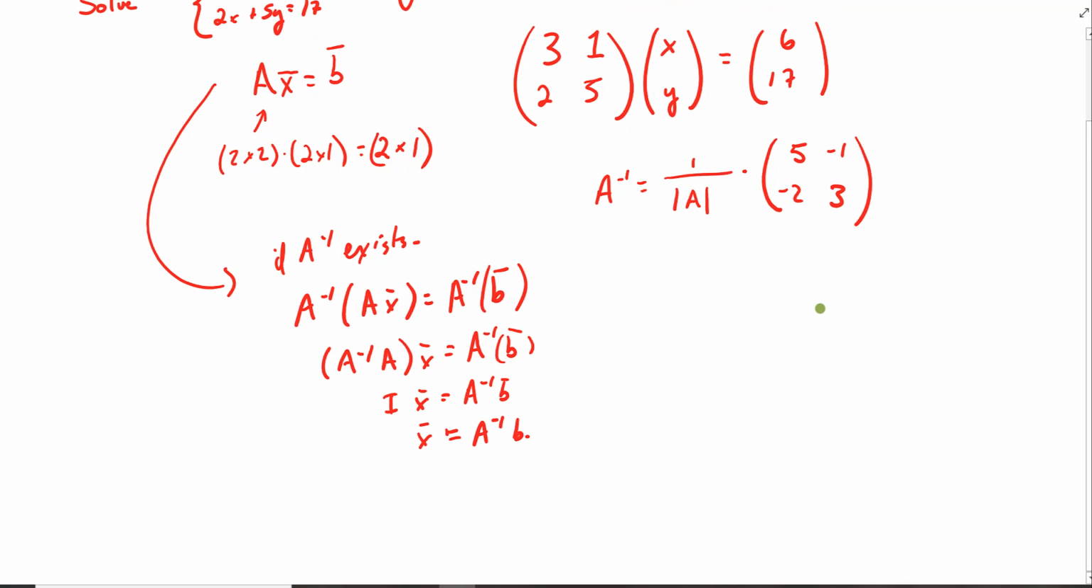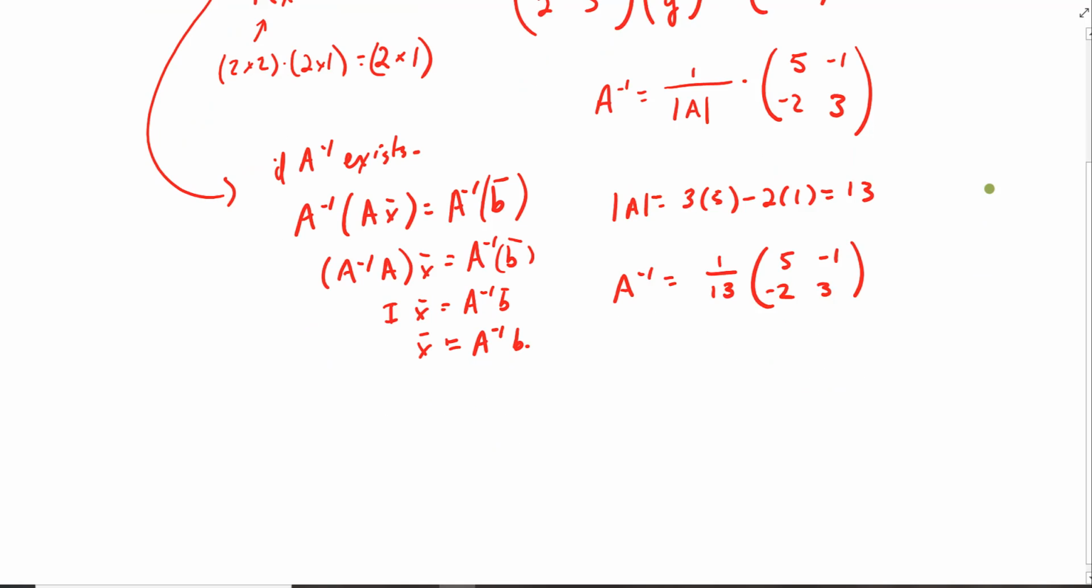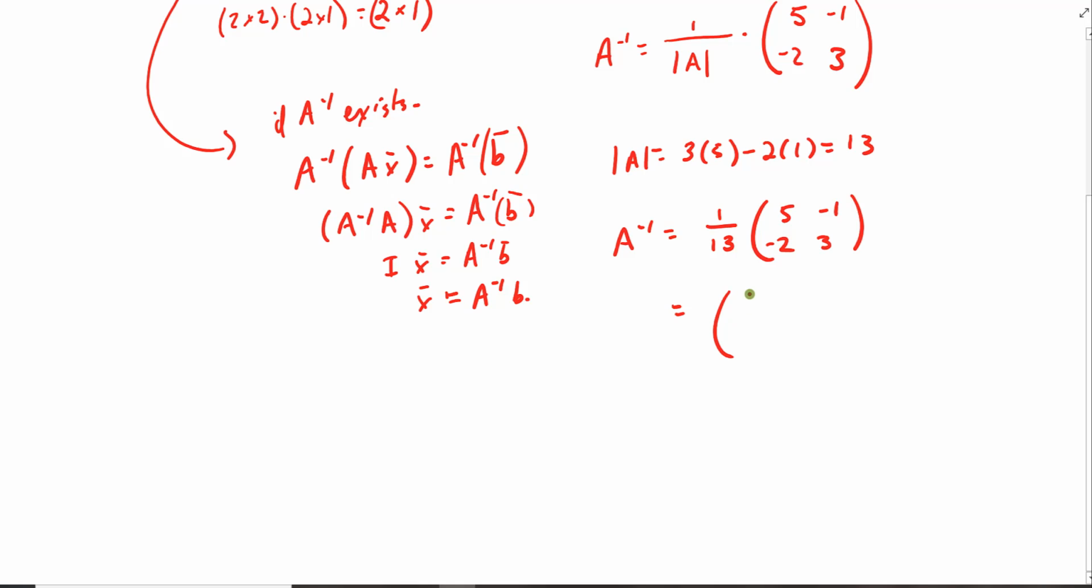So let's see here, we're almost done. We just need to calculate the determinant of this matrix. And the determinant of this matrix would be 3 times 5 minus 2 times 1, which comes out to be 13. So we have that A inverse is equal to 1/13 times 5, negative 1, negative 2, 3. So our inverse matrix is the matrix 5 thirteenths, minus 1 thirteenth, minus 2 thirteenths, and 3 thirteenths.